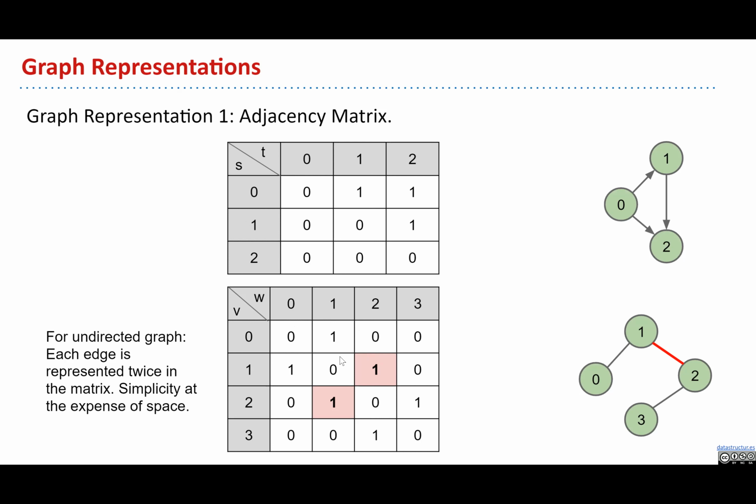Now, you could argue, if it's a symmetric matrix, why do you bother storing both halves? And the reason is simplicity and slight runtime advantage at the expense of space. But if it really bothers you, you could just store everything above the diagonal. And since we don't allow self edges, the diagonal will always be all zeros, but it's fine. It's just twice as much memory.